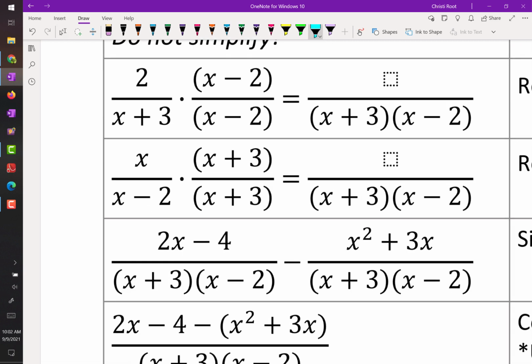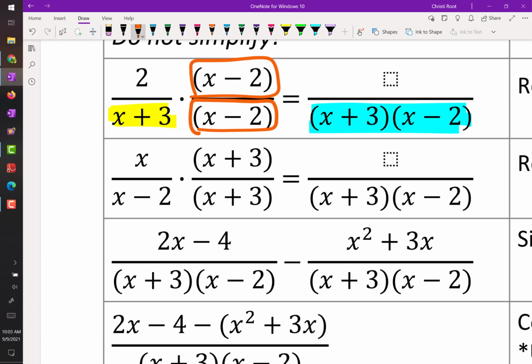So the first fraction right here, this is your goal, and this is what you started with. So you started with 2 over x plus 3. What do you need to multiply times x plus 3 to create an equivalent fraction? You already have an x plus 3. I need to multiply it by x minus 2. So this is what I need right here. So what you need, I'm multiplying to the denominator. You have to do the same exact thing to the top.